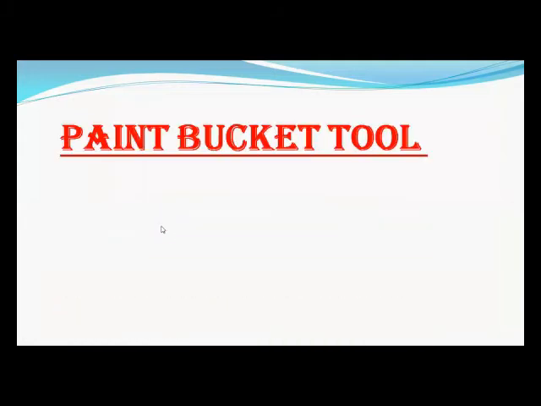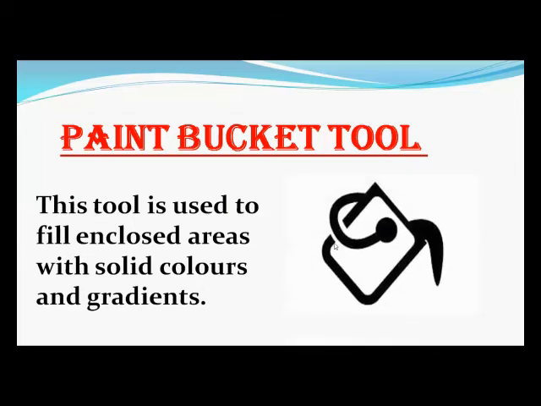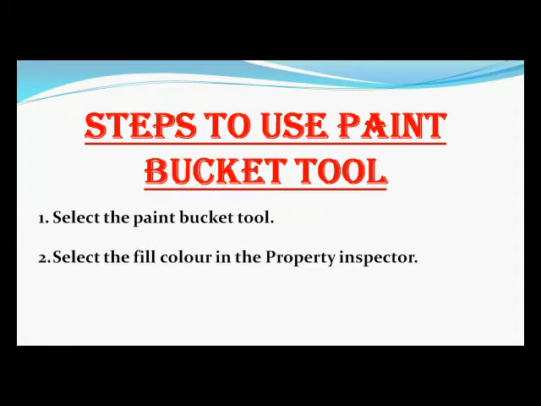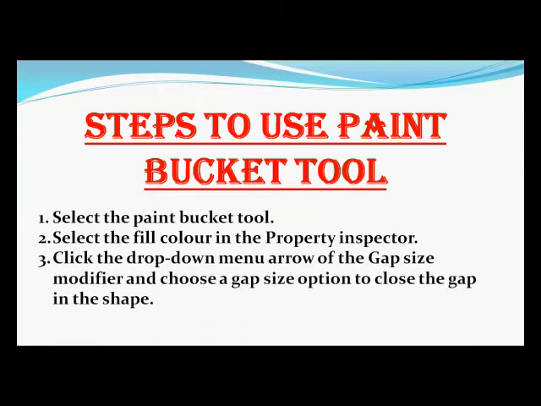Now move towards the next, that is the paint bucket tool. This tool is used to fill enclosed areas with solid color and gradient. Now this is the icon of the paint bucket tool. Now the steps to use the paint bucket tool. Select the paint bucket tool. Select the fill color in the property inspector. Click the drop down menu arrow of the gap size modifier and choose a gap size option to close the gap in the shape. Click inside the stage to fill it with color.